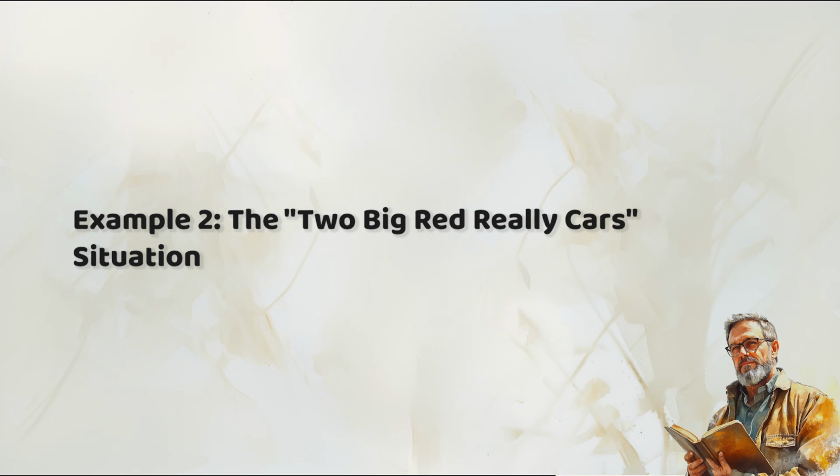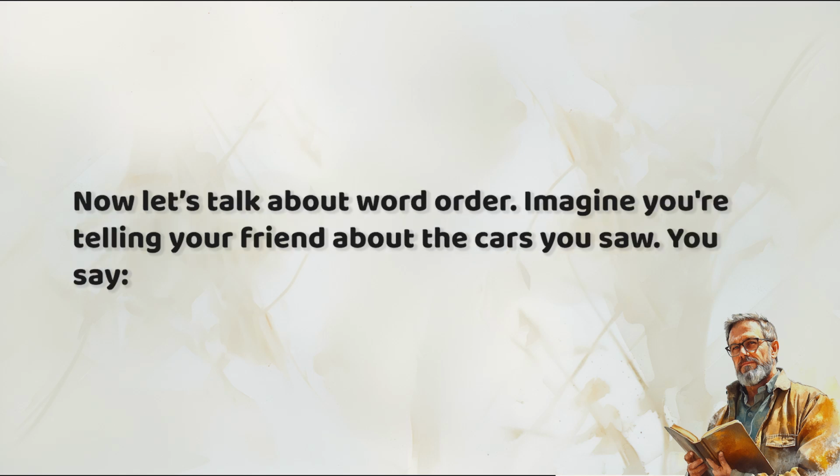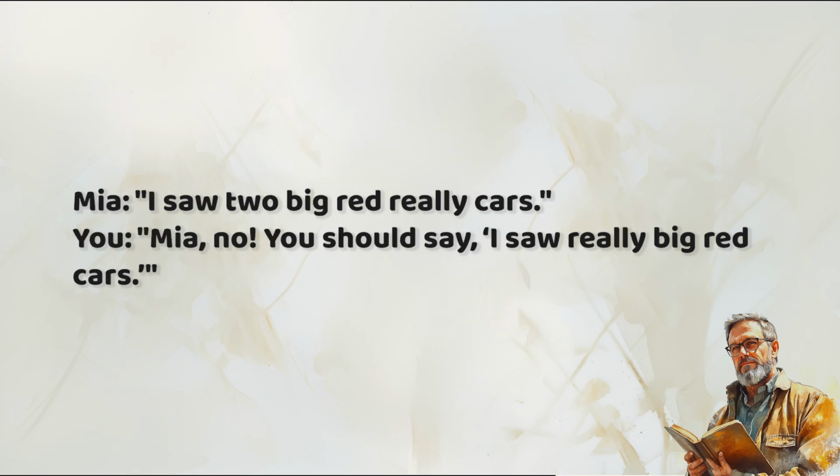Example 2. The two big red really cars situation. Now let's talk about word order. Imagine you're telling your friend about the cars you saw. You say, Mia, I saw two big red really cars. Mia: No. You should say, I saw two really big red cars.